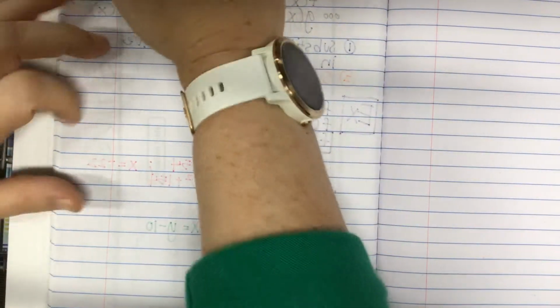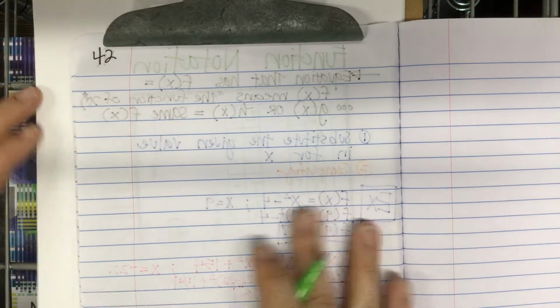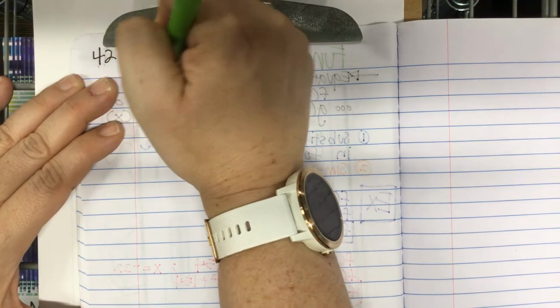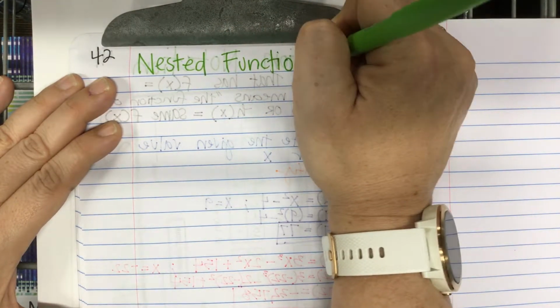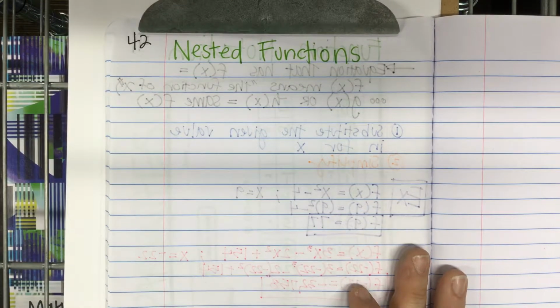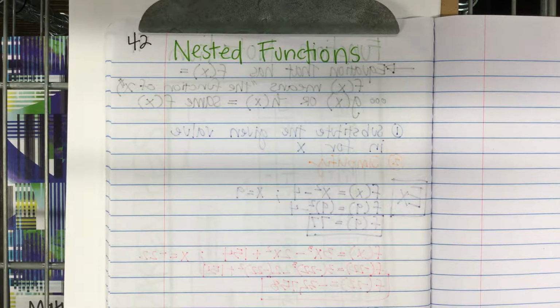I'm going to put over here, we'll have to go back into our table of contents. I'm going to call it nested functions. Nested functions. It's like a Matryoshka doll of functions. There's a function inside of a function. You open up the doll and there's another tiny doll inside of it. It's nested. It's inside each other.